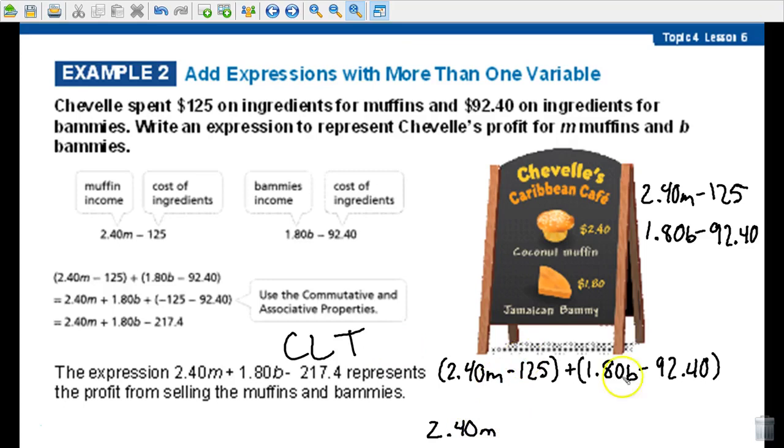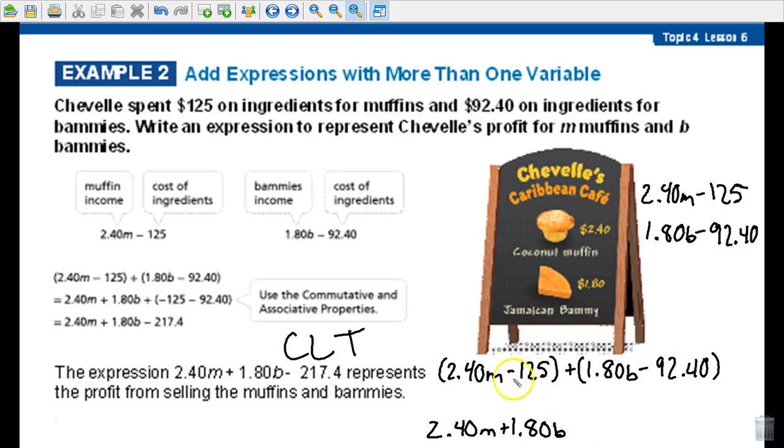Okay, so now I'm gonna go to the other variable because I like to handle variables first. I've got b to the first power. Like I said, that is not a like term. Now let's look at this. I don't see a b to the first power. I don't see a b to the first power. So all I have to do is add to my answer positive or plus 1.80b. Okay?